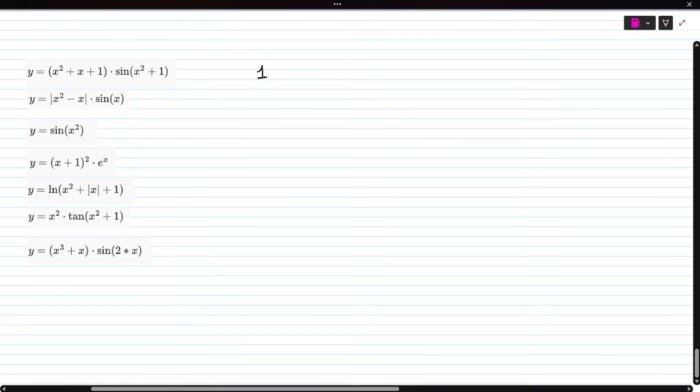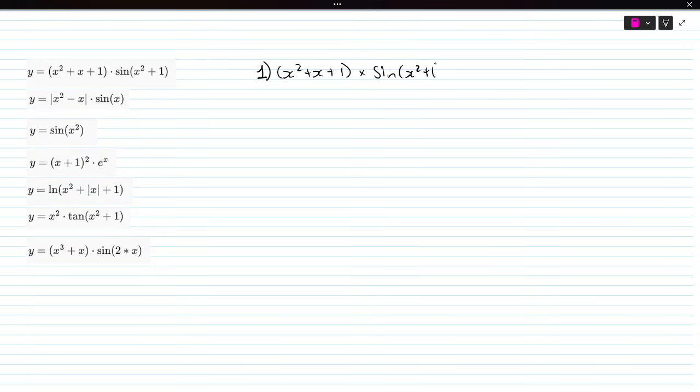Let me start with the first one, which is (x squared plus x plus 1) times sine of (x squared plus 1). Now, the quadratic in the front of my graph has no real roots, and I think that's quite important. This part determines my amplitude, and the part inside of my sine will determine the behavior of my period.